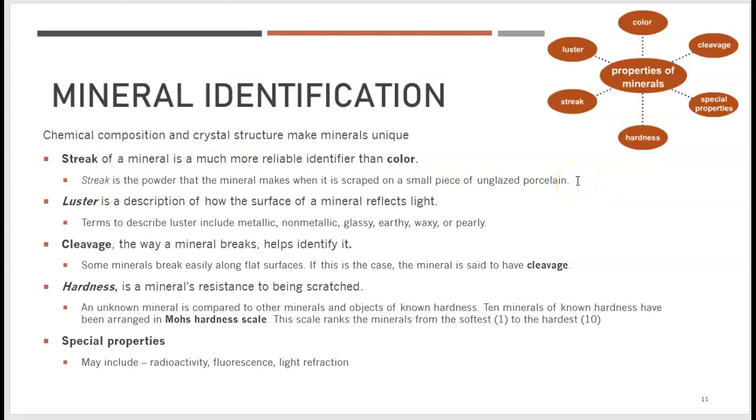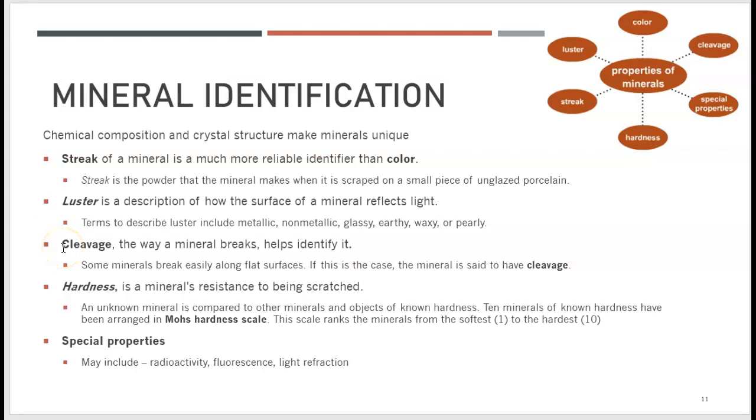So if you scratch that mineral on the surface of porcelain, it will produce a color, and that color is more reliable than the color that you see by just looking at the mineral. That is because the color could change based on factors like oxidation or light reflection. Luster is a description of how the surface of the mineral reflects light. So terms like glassy, metallic, shiny, those are ways that we describe the luster of a mineral. Some minerals have a metallic look to them, and some minerals are dull, and that can help identify which mineral we're looking at.